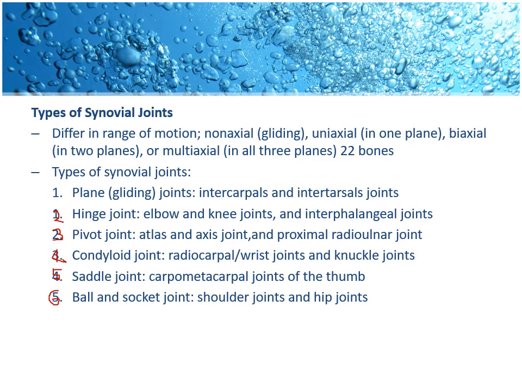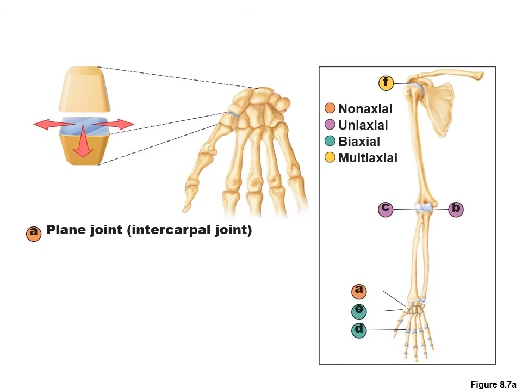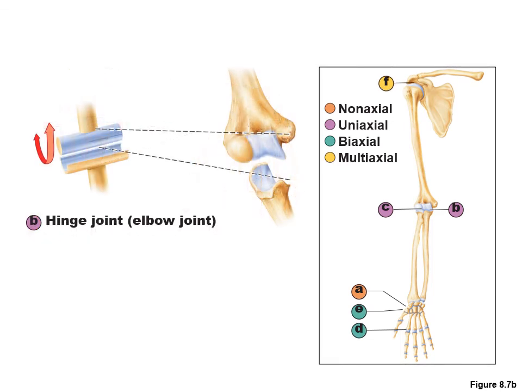Alright, we look one by one. So this is the plain joint. So plain joint we can find at intercarpal joint. Biasanya you boleh buat gliding sahaja. And then you have hinge joint. Hinge joint adalah uniaxial. So hinge you hanya boleh buat flexion extension sahaja. Okay, dia berlaku dekat satu plane sahaja.